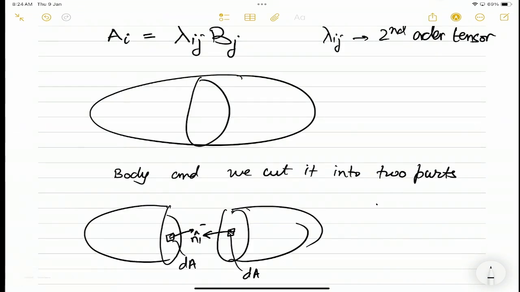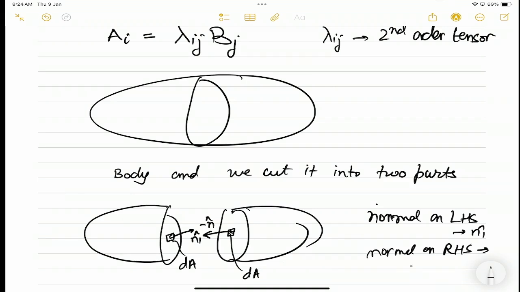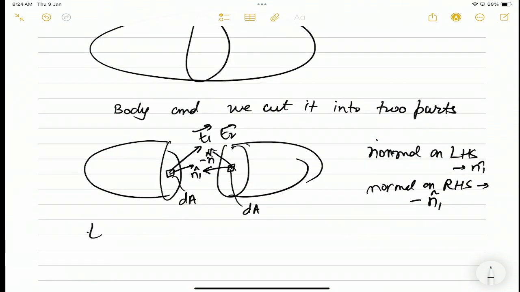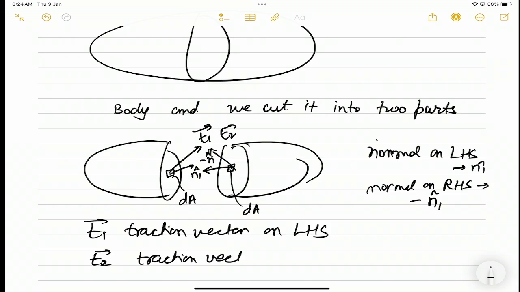So if this normal is n1, the normal on LHS is n1, and the normal on RHS will be minus n1. And let's say T1 is the traction vector on LHS and T2 is the traction vector on the right hand side.